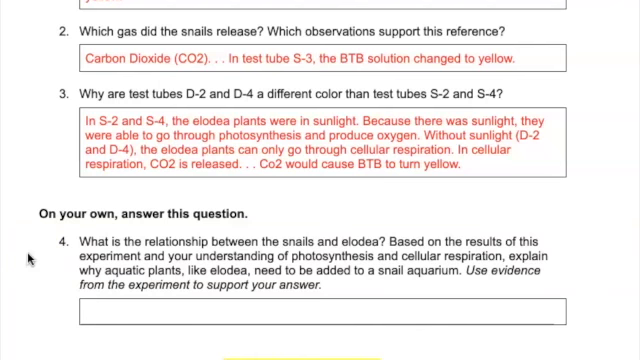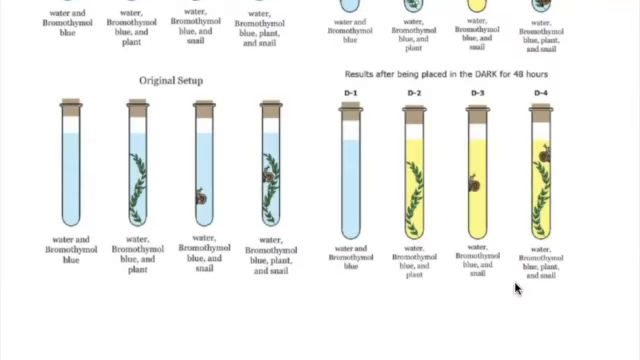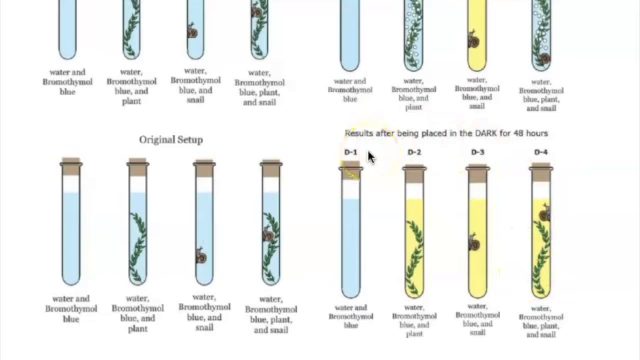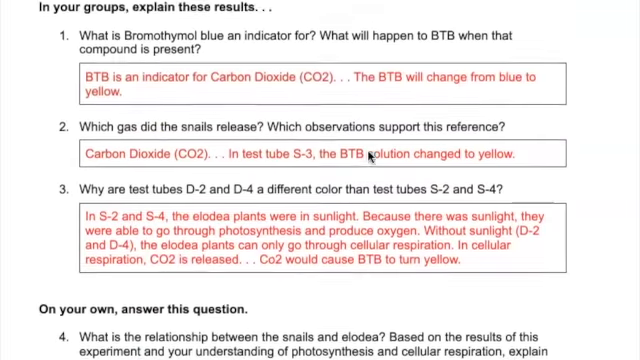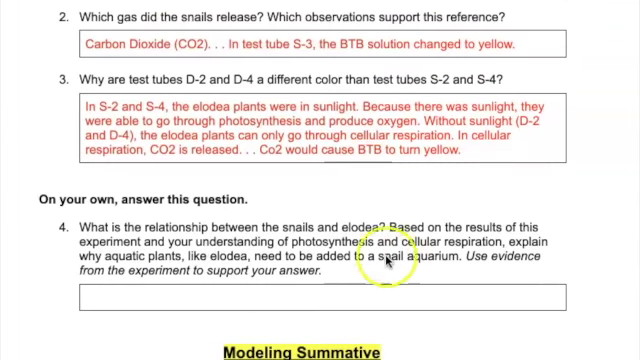Let me know if you guys have any questions. I do want to express that you really need to explain. Make sure you hit photosynthesis and cellular respiration in regards to the snail and Alodia, that relationship. And use evidence. Look at these test tubes. Give me evidence from this experiment as to why Alodia needs to be added.